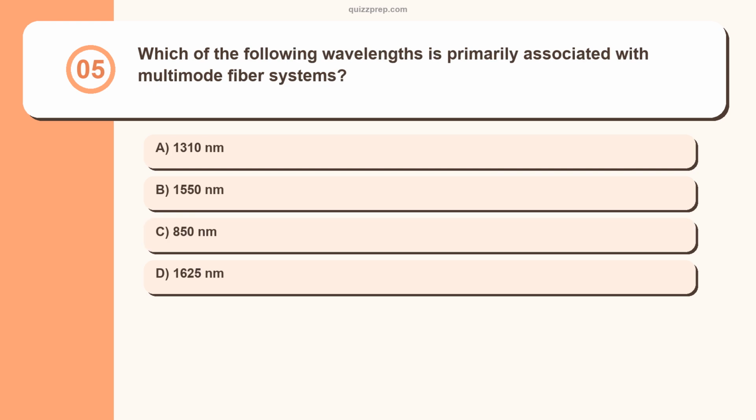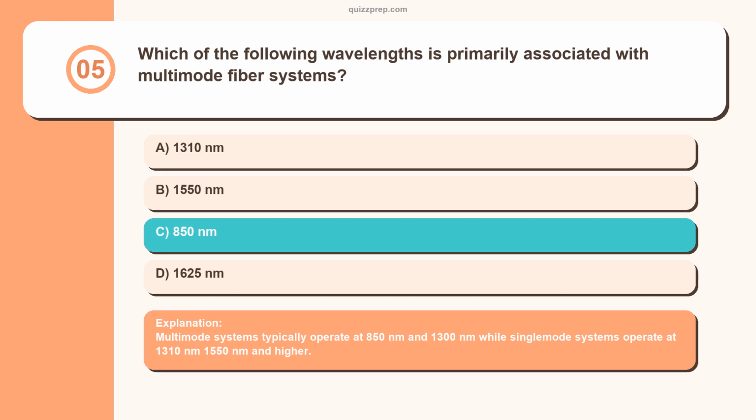Question 5. Which of the following wavelengths is primarily associated with multi-mode fiber systems? 1310 nanometers, 1550 nanometers, 850 nanometers, 1625 nanometers. Multi-mode systems typically operate at 850 nanometers and 1300 nanometers, while single-mode systems operate at 1310 nanometers, 1550 nanometers and higher.